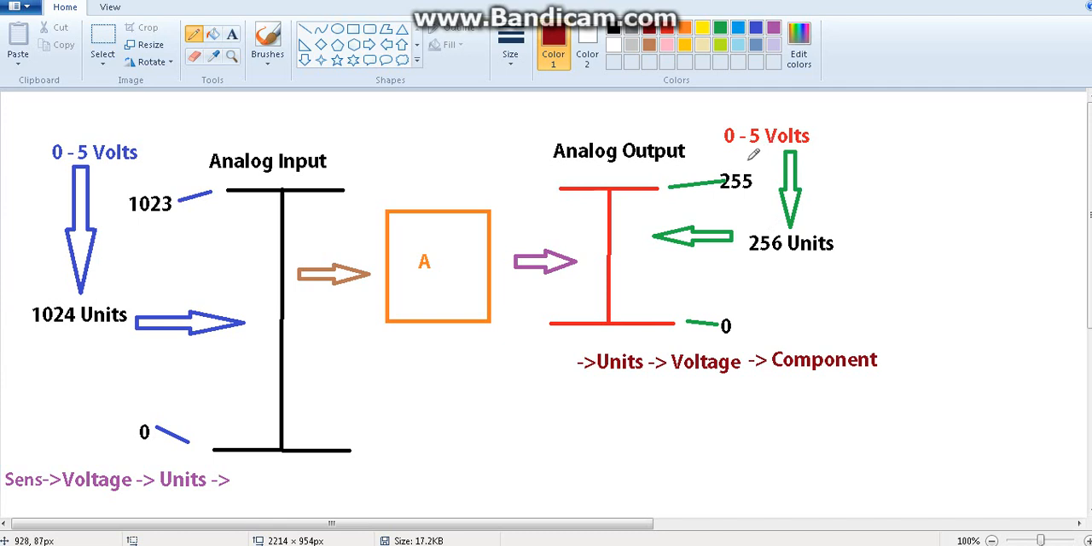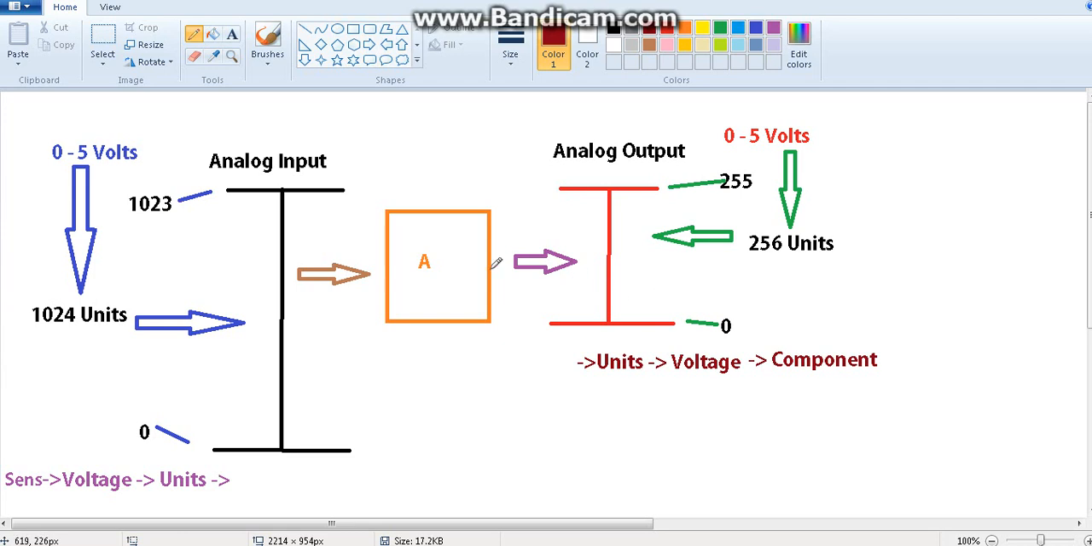Okay, so when it comes to output, Arduino will consider this scale, and this scale's capacity is 256 units. The 0 to 5 voltage, that means the voltage range that we can give as an output from Arduino, will be divided into 256 units. Okay, and 255 will be the maximum value and 0 will be the minimum value. So when the user is giving a unit output from Arduino, that will be mapped with the scale, and the respective voltage value will be given as an output from the Arduino.